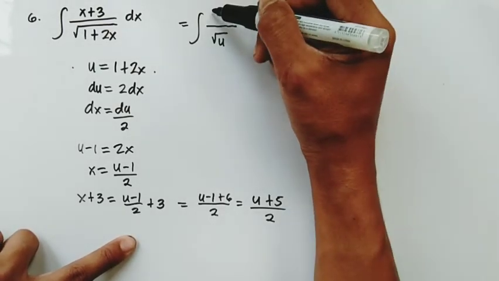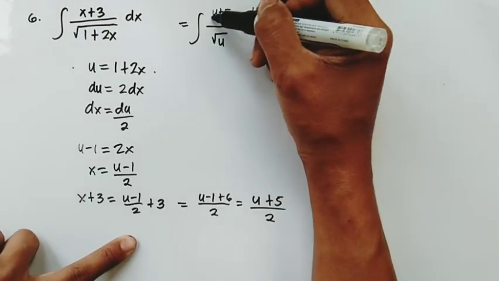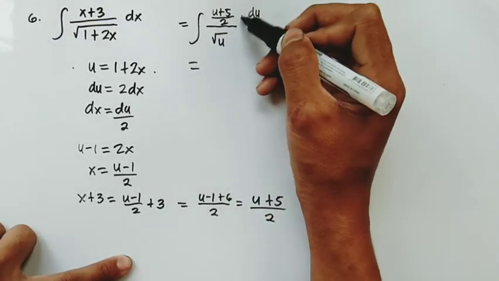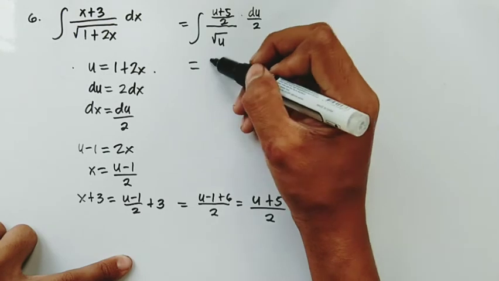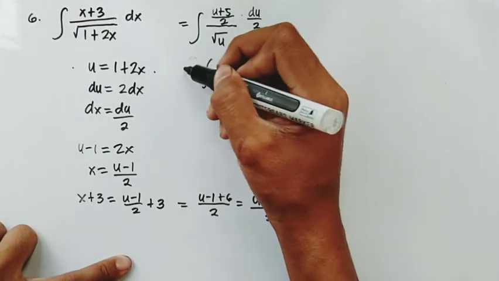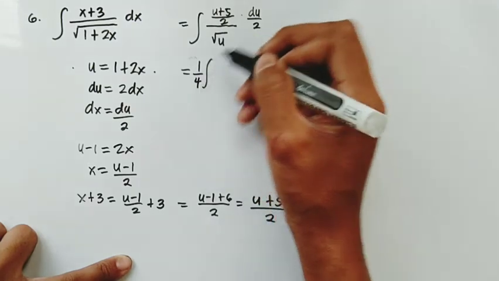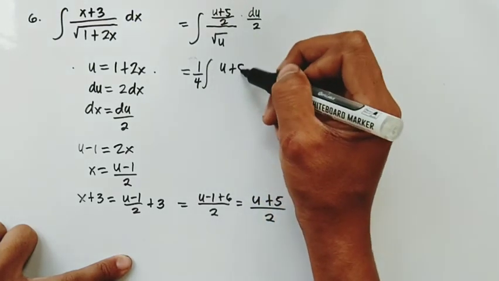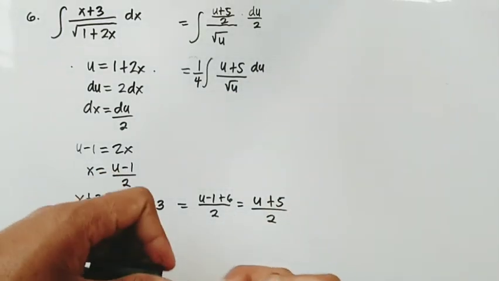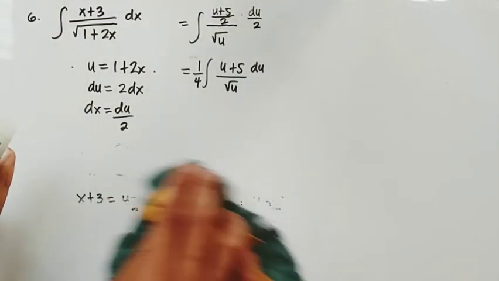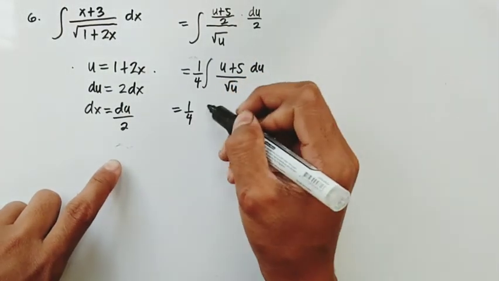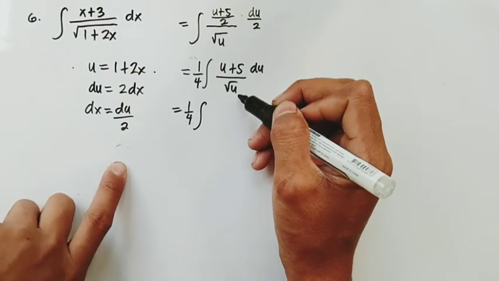And ibalik na natin siya dito. U plus 5 over 2. Now, simplify natin. Ito, 2 times 2 nasa baba. Magiging over 4 yan, di ba? Tapos, yun na, over 4. Pwede na natin siya ilabas. Magiging 1 over 4. Tapos, magiging u plus 5 du all over the square root of u. Now, simplify na lang natin. I-split natin. Magiging 1 over 4 integral of u over the square root of u.